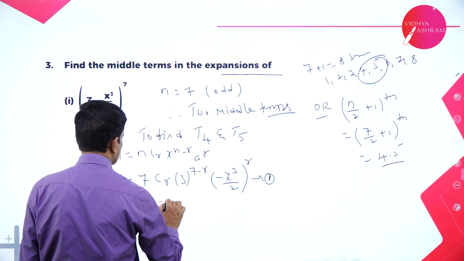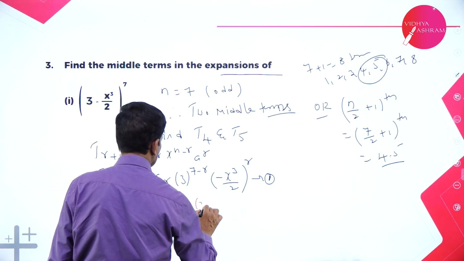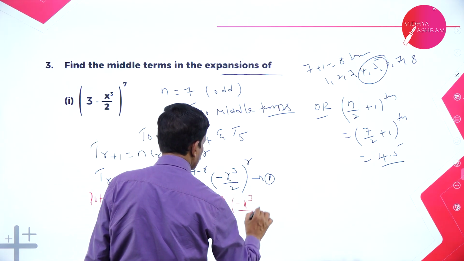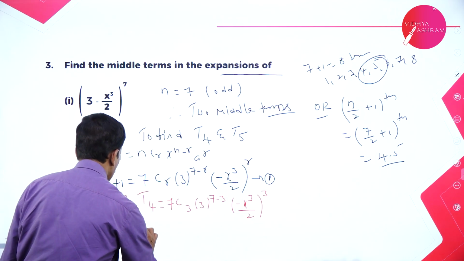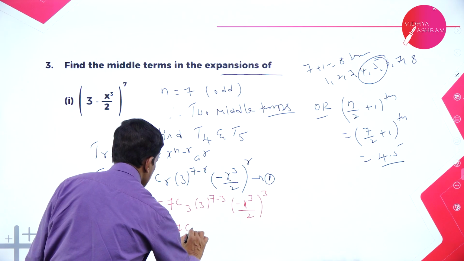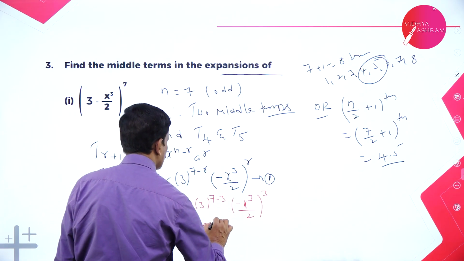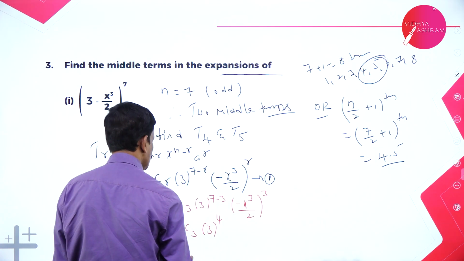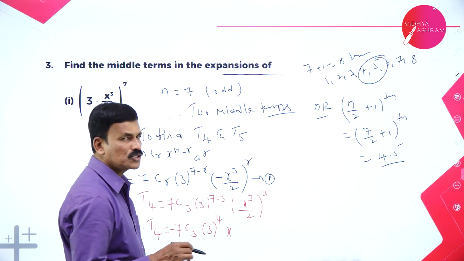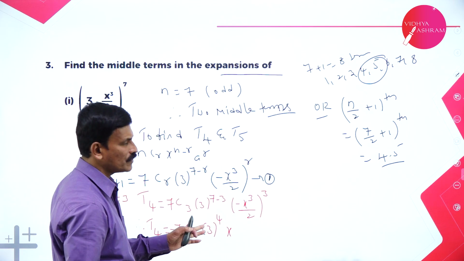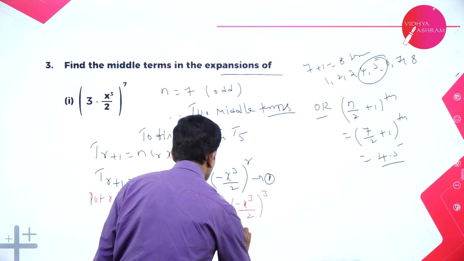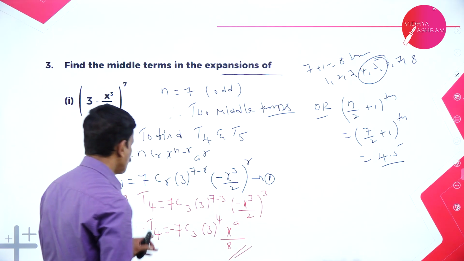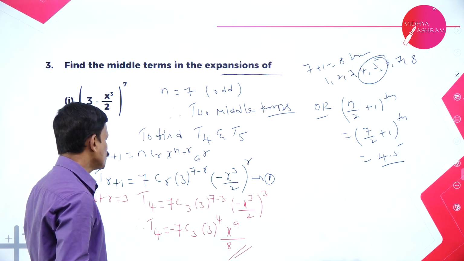Put r is equal to 3. So T4, which is 3 plus 1, is equal to 7C3 into 3 to the power of 7 minus 3, into (minus x cube divided by 2) whole raised to 3. Therefore the fourth term T4 is equal to 7C3 into 3 to the power of 4. Multiplying the minus sign three times gives negative, x cube whole raised to 3 is x to the power of 9, divided by 2 cube, which is 8. This is the fourth term: minus 7C4 into 3 raised to 4 into x to the power of 9, divided by 8.